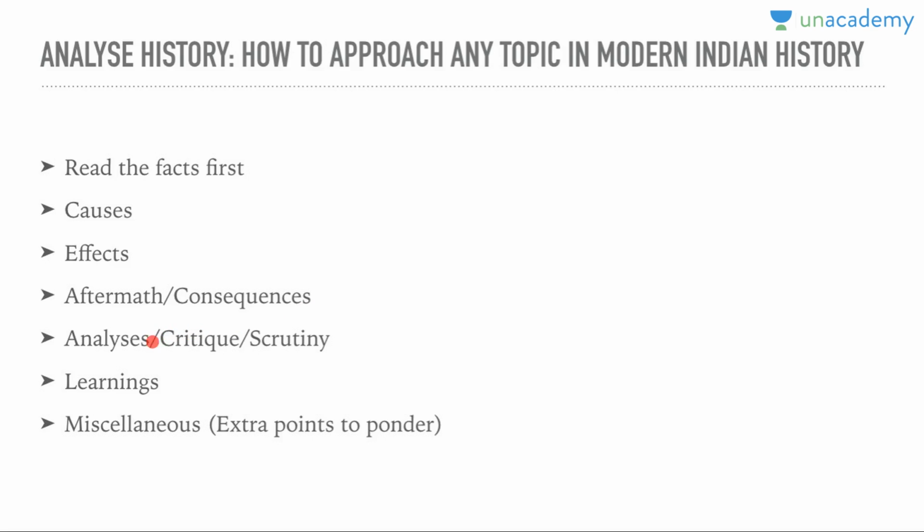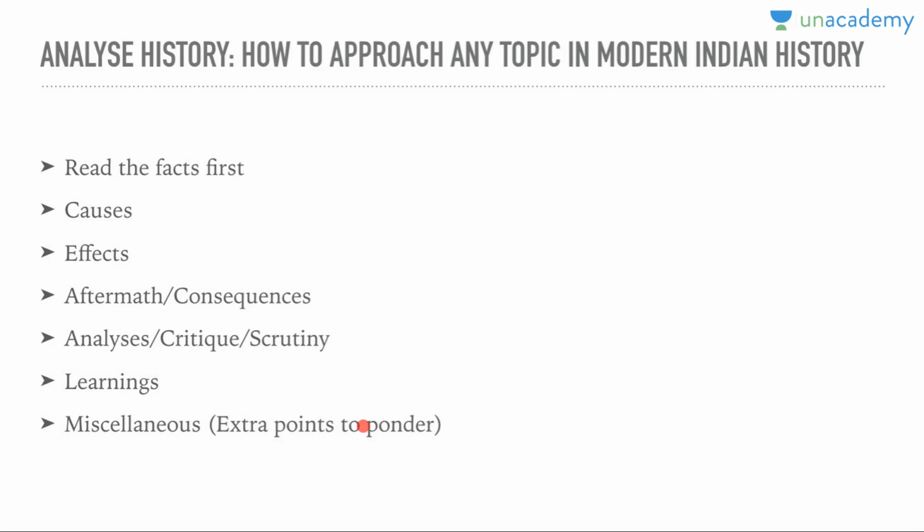Then you need to analyze it in detail. Then you need to provide a critique over it, not criticize. Critique means writing a balanced summary, or a balanced account of the consequences of that thing, or scrutinizing it in detail. Then finally, you need to know the learnings from that particular event, how it shaped the future. And finally, you need to know certain extra points which vary from topic to topic. These are under the miscellaneous category.